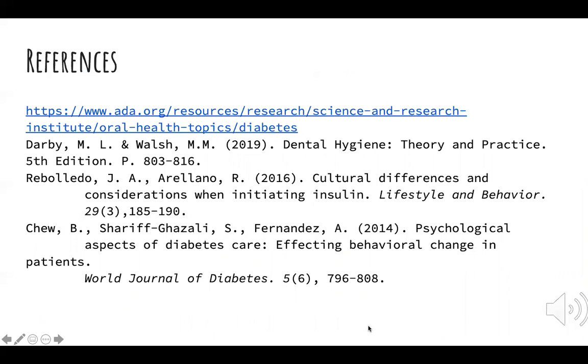And we have reached the end of our presentation. Although diabetes is a complex subject for many, with proper understanding, patients can be treated safely as well as effectively.